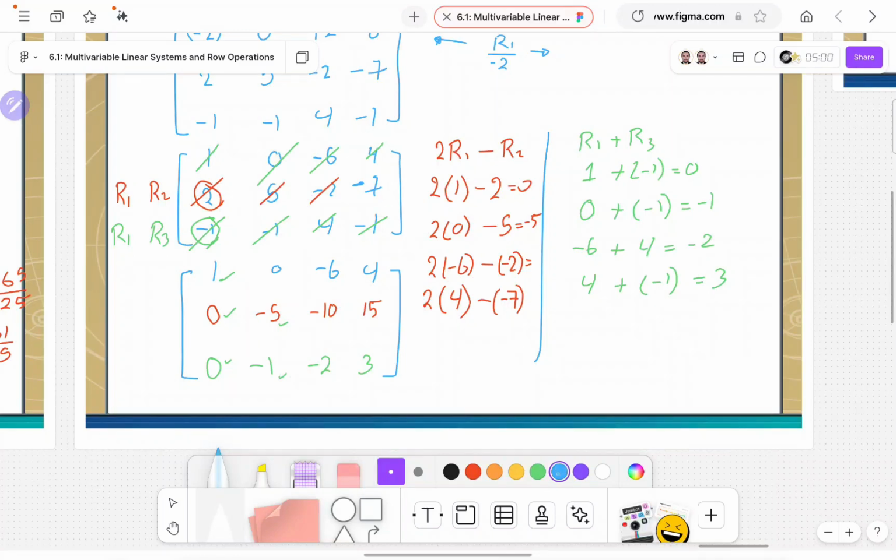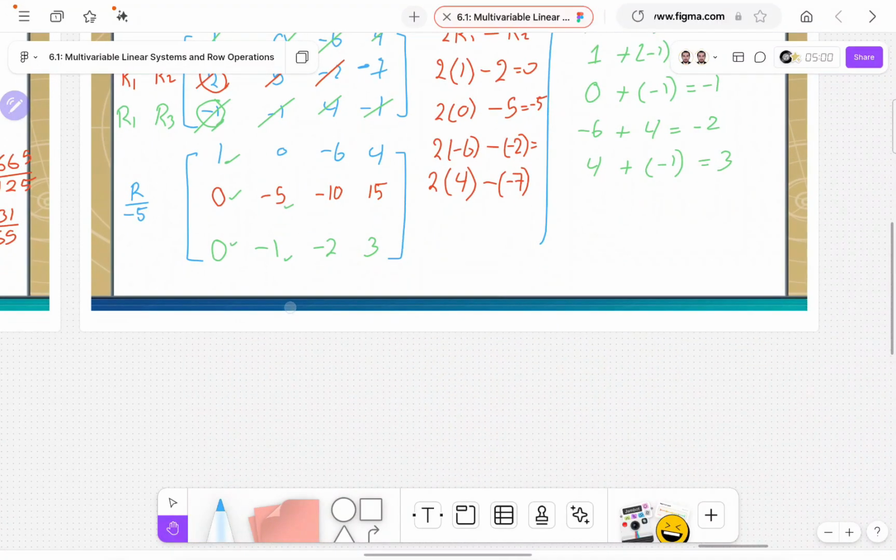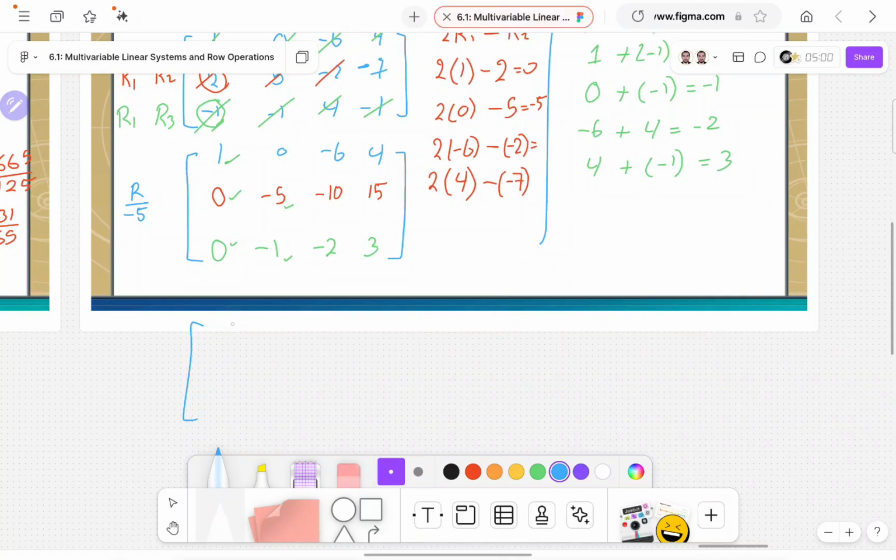So now as you can see, I can divide row 2 by what? Row 2 can be divided by negative 5. So let's divide row 2 by negative 5 and see what we will get. So row 1 stays same, negative 6 and 4. Then 0 divided by negative 5 is equal 0. Then 10 divided by negative 5 is equal negative 2. Then 15 divided by negative 5 is equal negative 3. Then the last column stays same thing. This one is a 3.